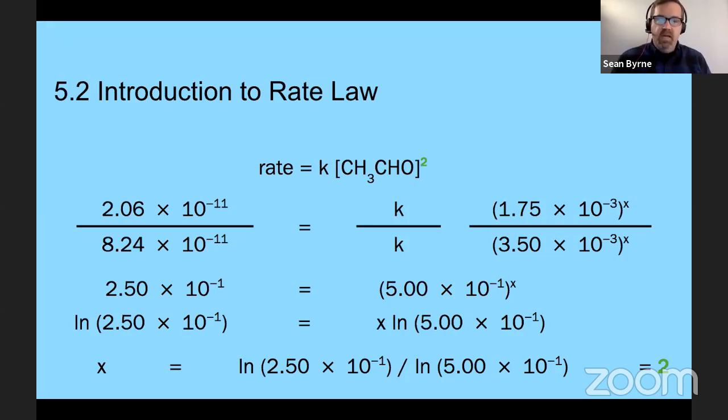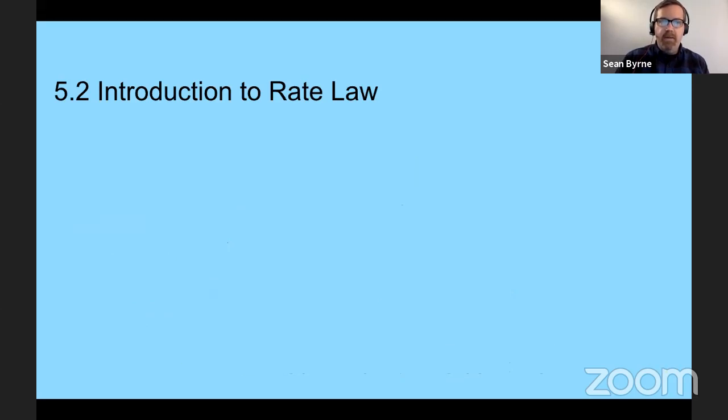What I'm giving you here is just a methodology where you might want to solve for x when the numbers don't jump off the page at you like they did in those other two problems, okay?